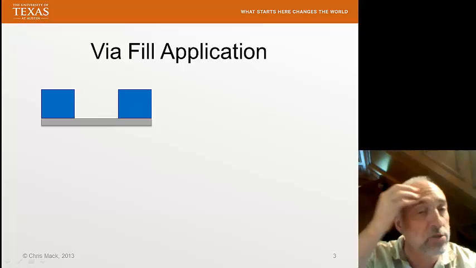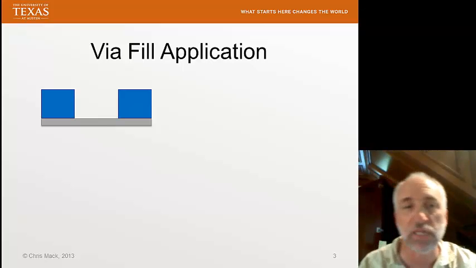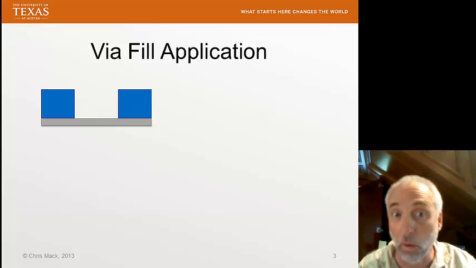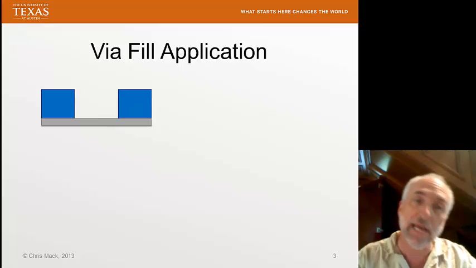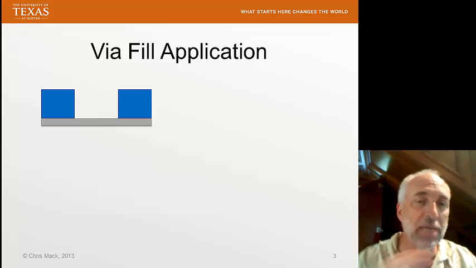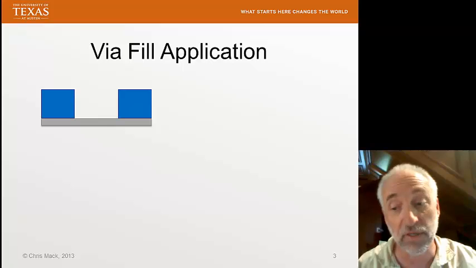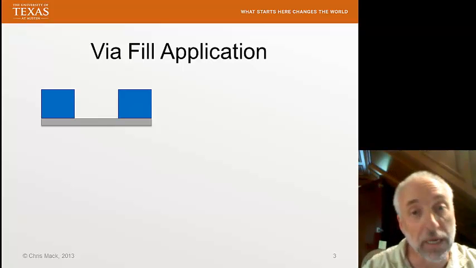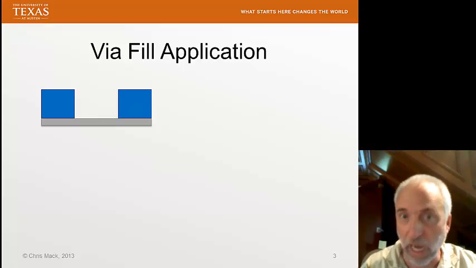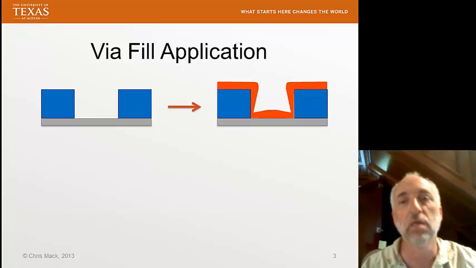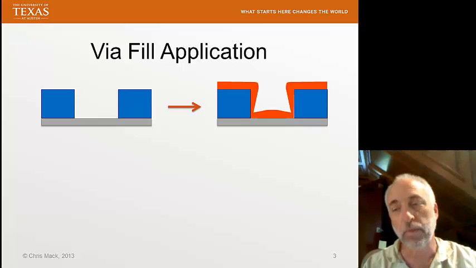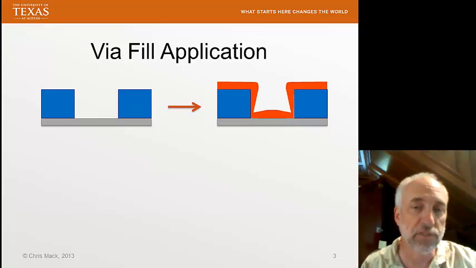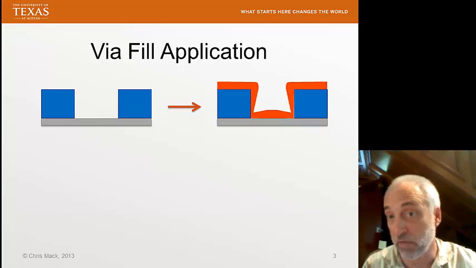I'm going to do that in two steps. First, I'm going to fill up this via, this opening, this hole, with metal, and then I'll lay a metal line on top of it to make a contact with the top of the via fill. So I've got this via, I need to fill it up with metal. What do I do? Well, I start depositing. Suppose I start depositing with a standard metallization process with sputtering.